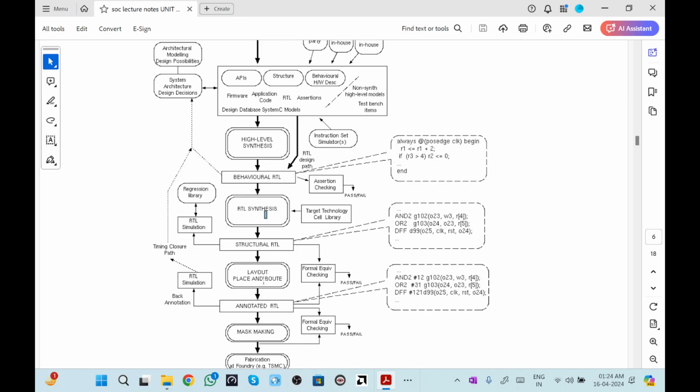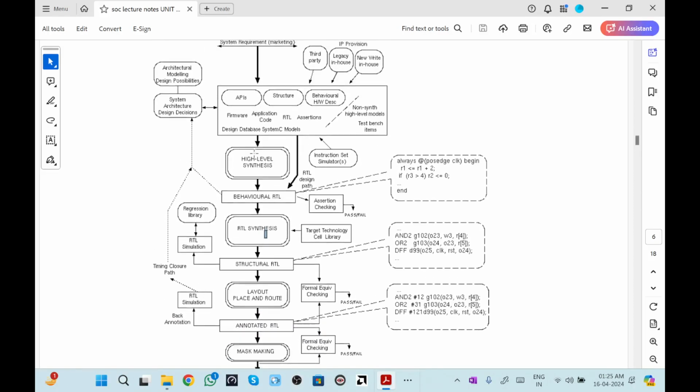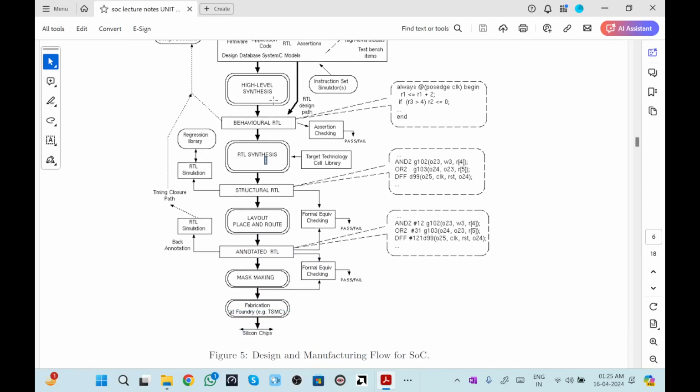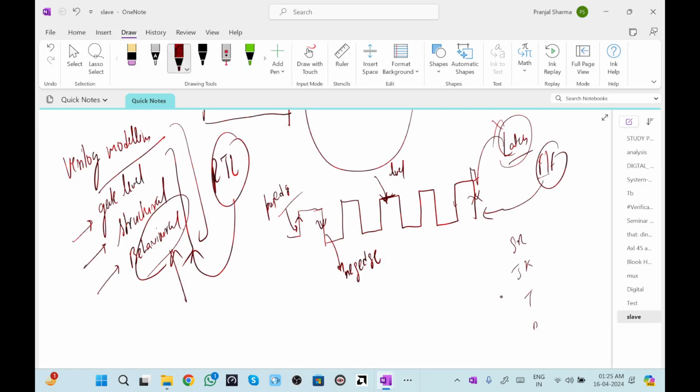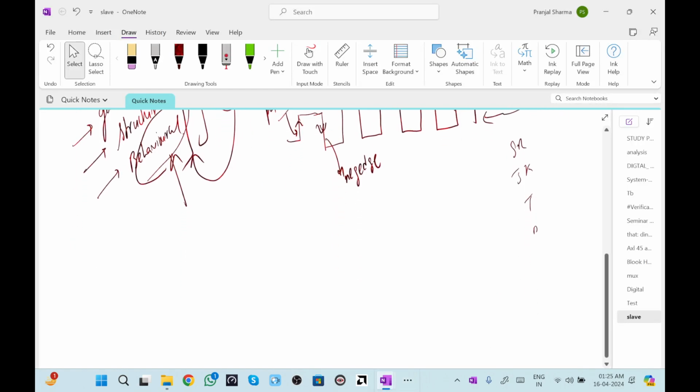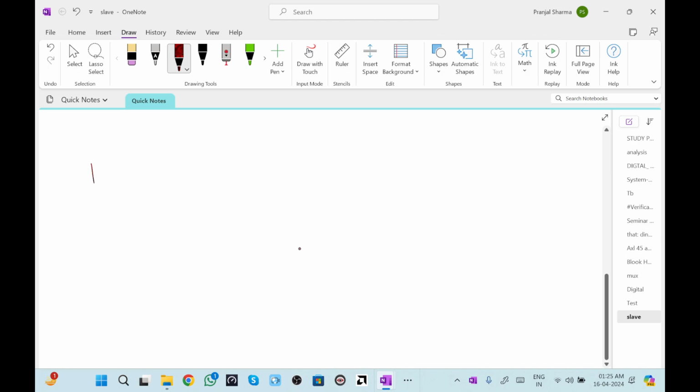Then we have the layout. In the layout, the product is assembled as it should be in the design. Then it should be annotated, then delivered to different sections. This is how the whole process happens in the SoC environment. Similarly, let me explain with a small example of a chocolate factory and how it works. Let us assume there are different sections.